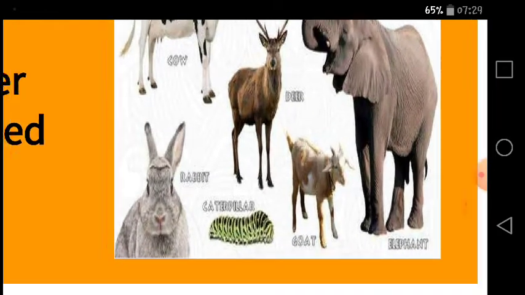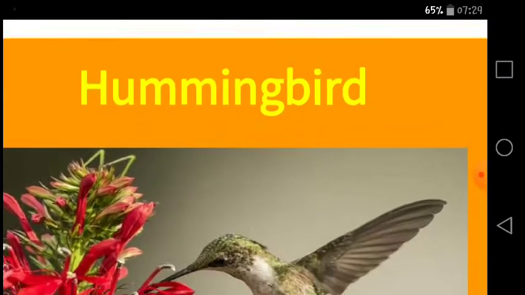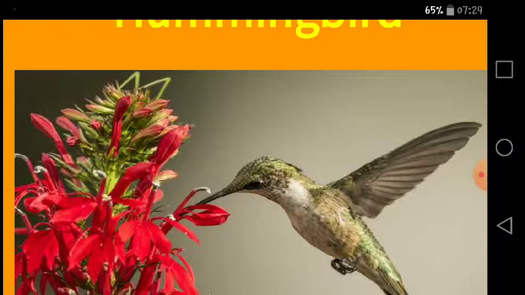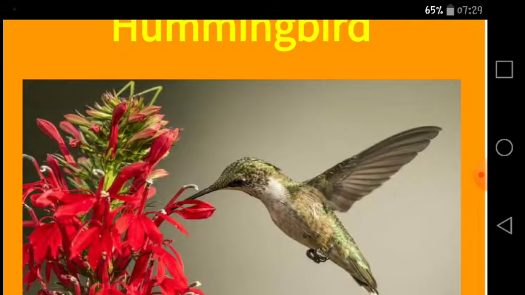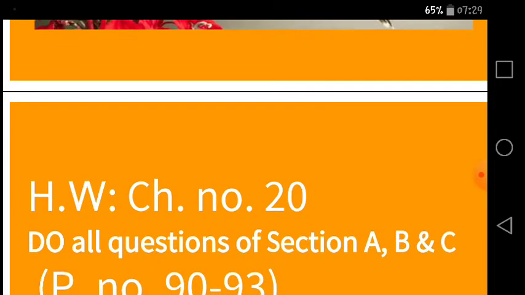Dear students, here are some more examples like the butterfly and hummingbirds. They suck the nectar from the flowers. They are also called herbivores because they depend on plants. So this is your topic of today.